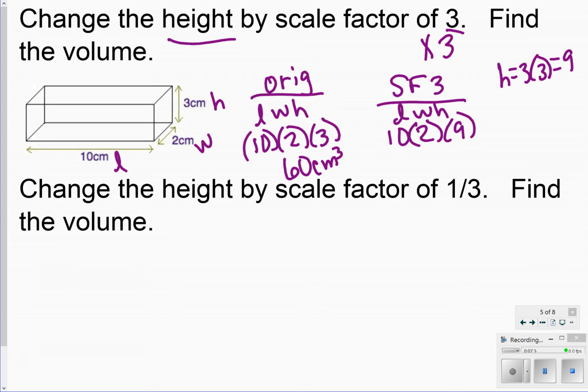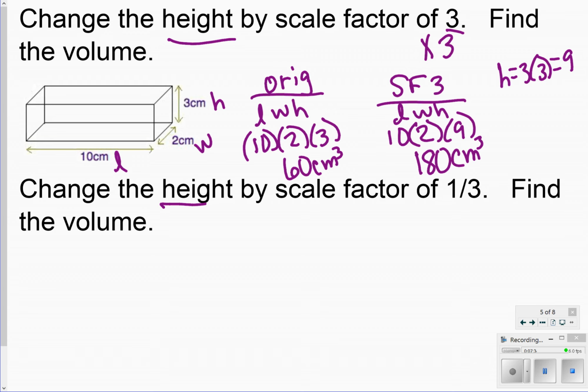So 10 times 2 times 9 is going to give me a new volume of 180 centimeters cubed. So it was 60, now it's 180.